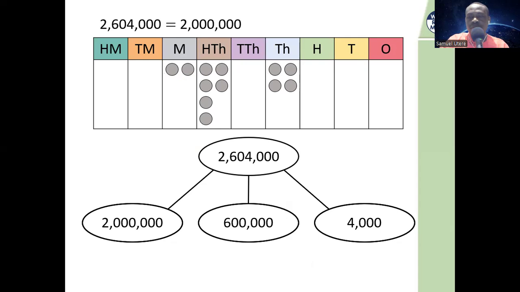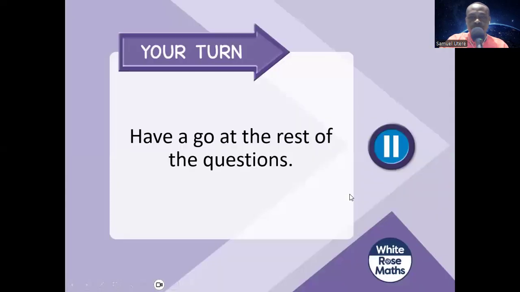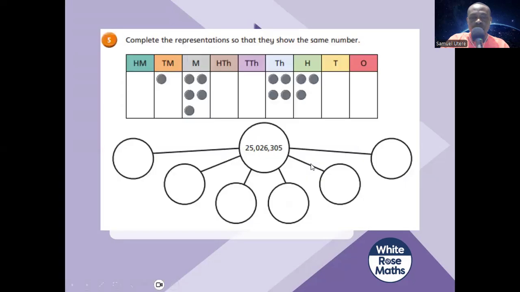Okay, so far you have learned how to partition numbers, just using the place value chart and thinking about how the numbers can be split into their component numbers based on the place value of their digits. All right, so have a go and do question 5. Pause the video and do it in 2 minutes. Assuming you've paused the video and you've worked really hard on this, here are the answers. Let's discuss them.